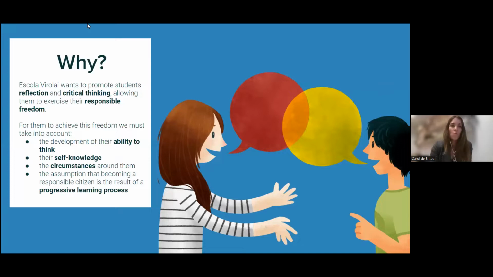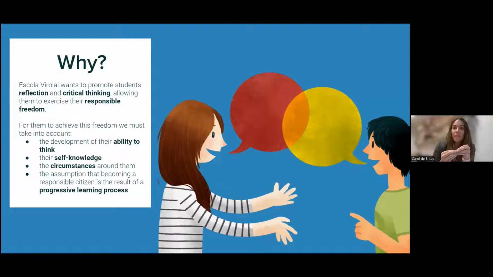Okay, so why is critical digital literacy important for us? What we want as a school is to promote students' reflection and critical thinking, allowing these students to exercise their responsible freedom. In order to achieve this freedom, we must take into consideration the development of their ability to think. That is why critical thinking comes in the name. Self-knowledge, you will see, is really important for us, as we start every year with a project in which we help students to better know themselves, better know these different faces of the polyhedron that they are.